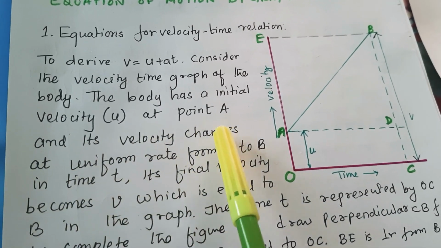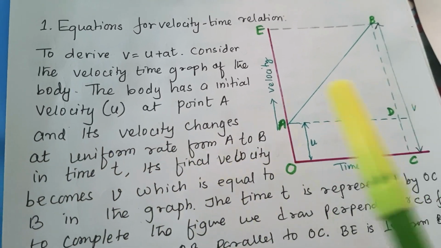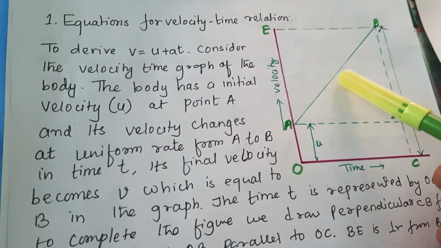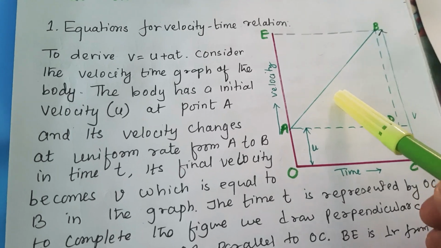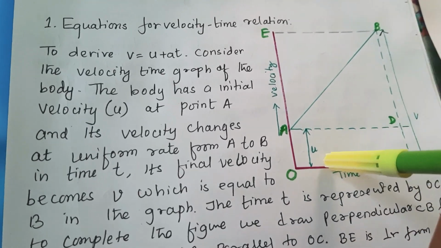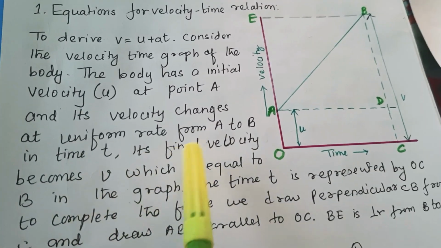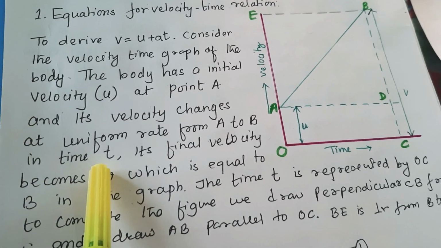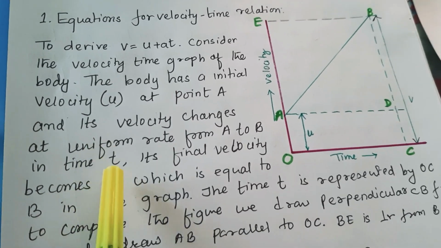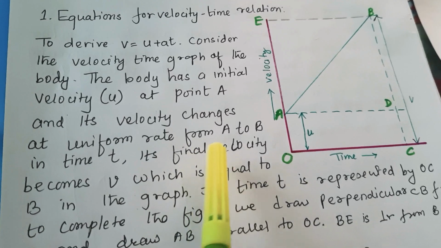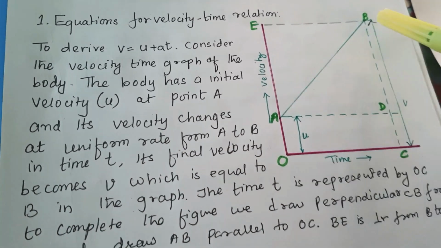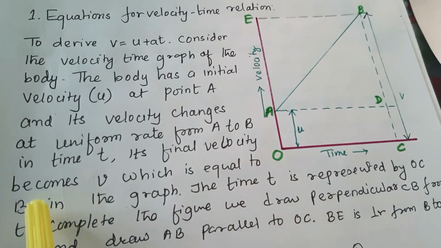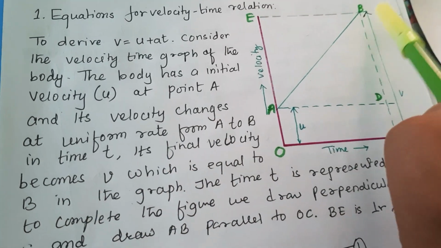Its velocity changes at a uniform rate from A to B. Can you see from here? Uniform means a straight line is there, so a straight line means uniform motion. In time t, how much time has it taken? Time t. Its final velocity becomes v, which is equal to BC. So here it is B.